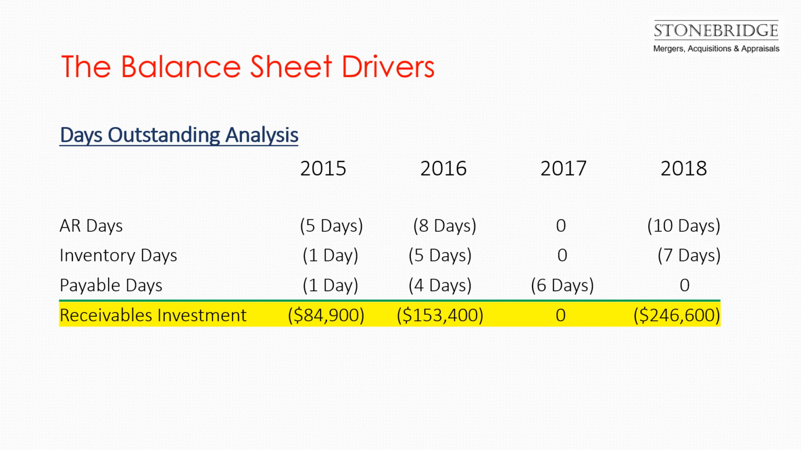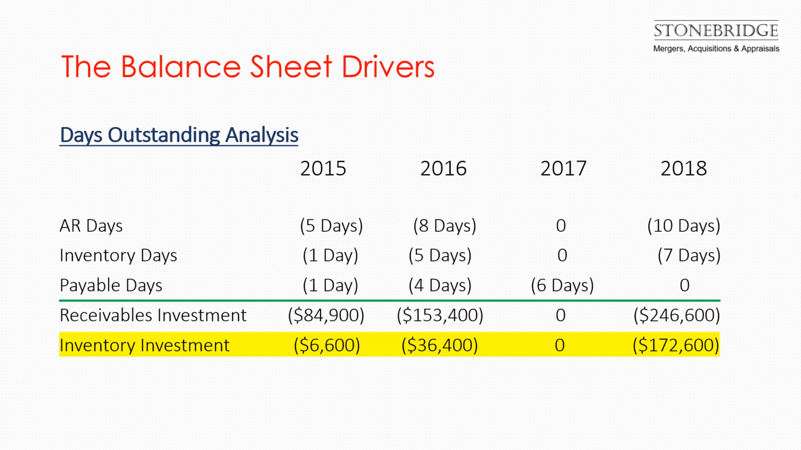Now let's convert the days outstanding to dollar investments. In 2018, the 10 AR days translates to $246,000 of overinvestment when using the company's lowest AR days. In 2018, inventory days of 7 means the company overinvested $172,000 when compared to the lowest inventory days on hand.